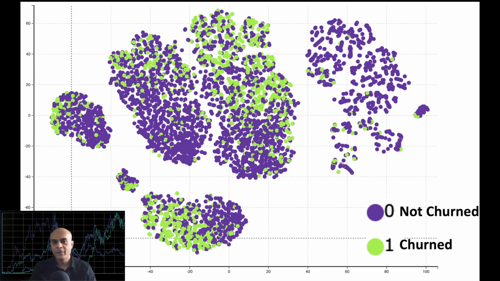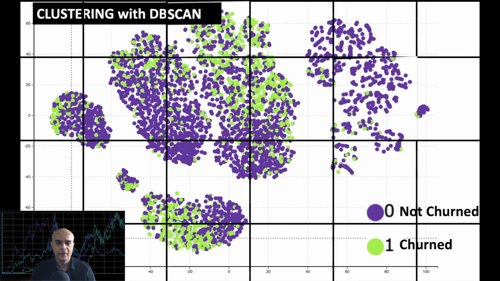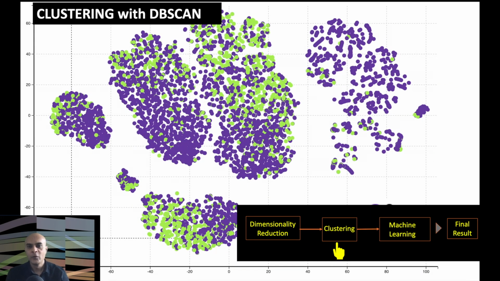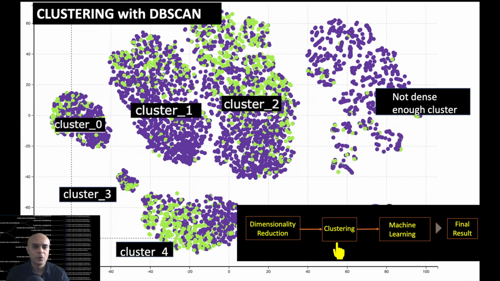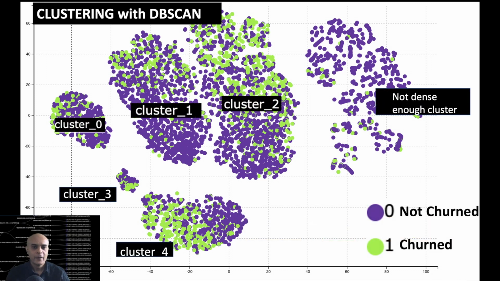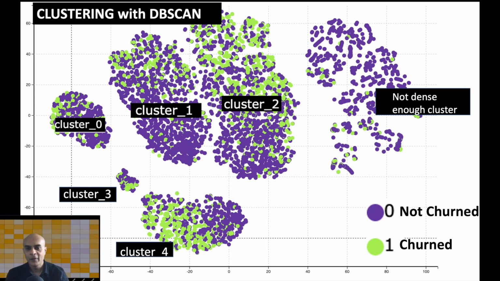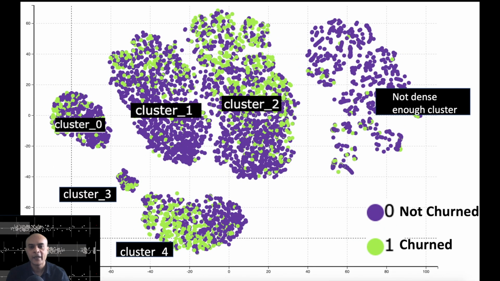In this second step, we will take the result of t-SNE and input it to the next step of clustering. The clustering technique which we'll use here is DBSCAN, which is a density-based clustering. And the result of DBSCAN are shown on the screen. DBSCAN has identified 5 clusters as shown here. The cluster on the extreme right is not too dense, so for the moment we can ignore it.